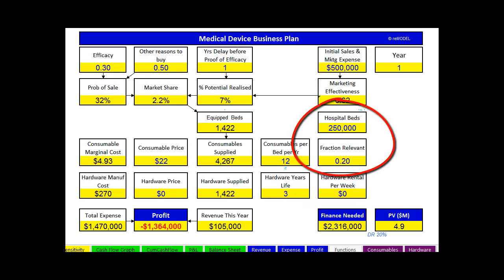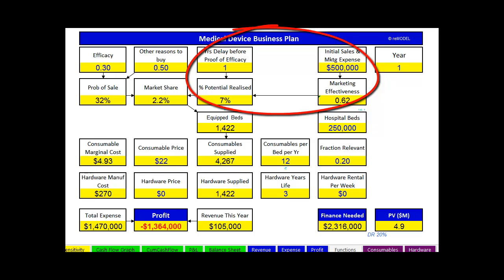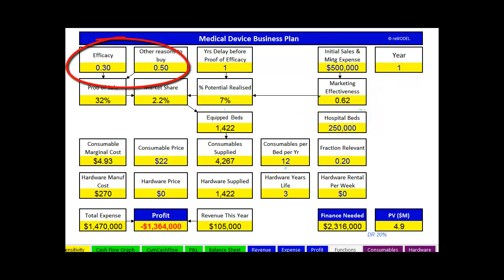Here we have the market, the beds, and the fraction that the device is relevant to. Here we have marketing promotion costs with the object of bringing the device to the attention of as many buyers as possible. And here we have the reasons to buy the product. Efficacy: how well does it work? If that was 1, that would mean it worked perfectly. And there are other reasons to buy, of course, as well, which we input here.